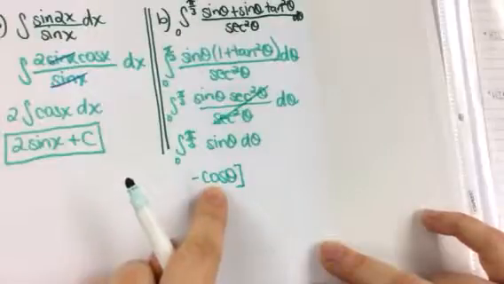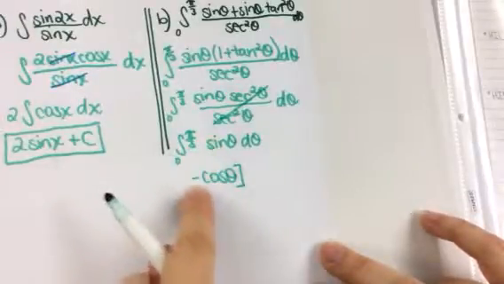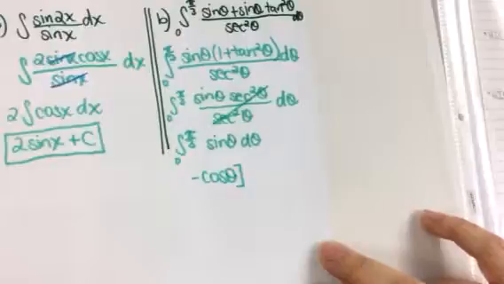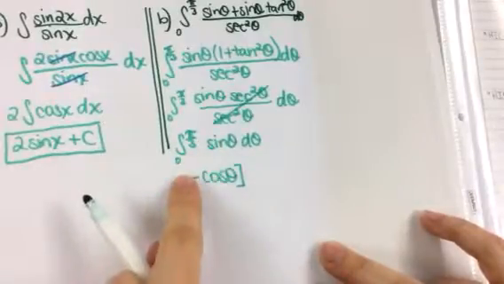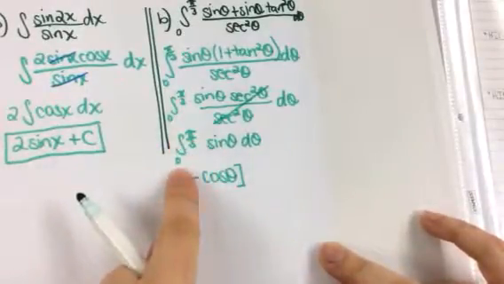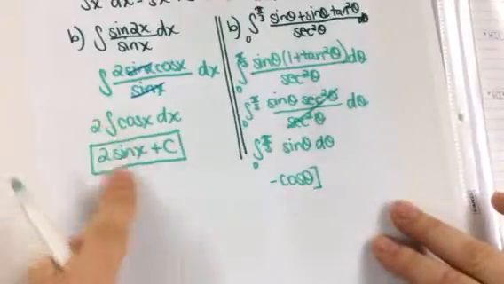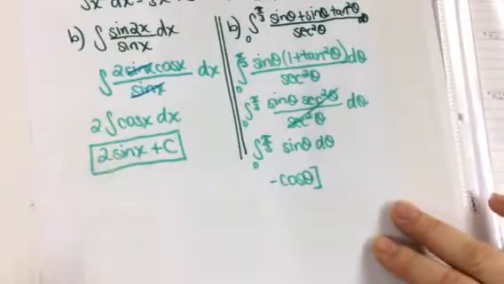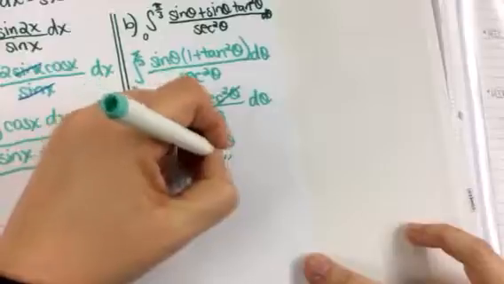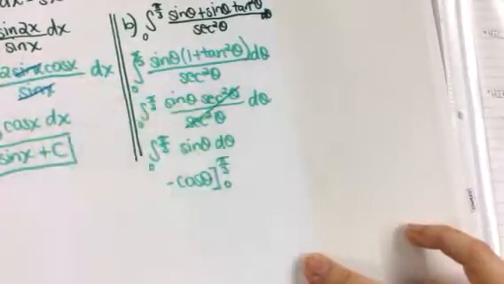Because the derivative of cosine is negative sine, and since this is positive, I need the negative in front. And then remember, we still have to evaluate this because it has endpoints. The previous one didn't have any endpoints, so we were done once we did the antiderivative. So we need to plug in the pi over 3 and the 0.